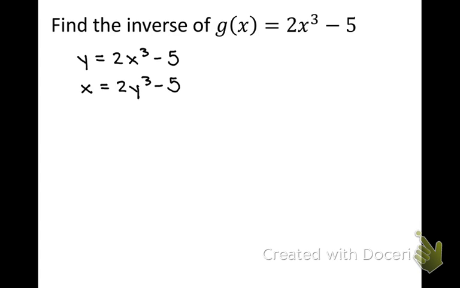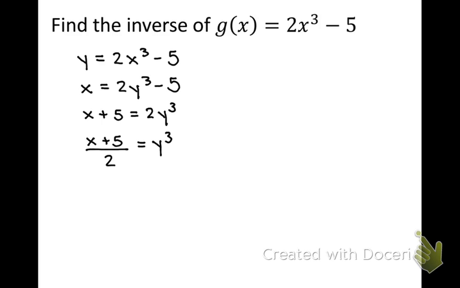I need to resolve this for y now. Very first thing I need to do is add that 5 over to the left-hand side. So I'm going to get x plus 5 equals 2y cubed. Now the 2 is attached to the y cubed with multiplication. How do I undo multiplication? You got it, division. So I need to divide by 2. I'm going to have x plus 5 divided by 2 equals y cubed.